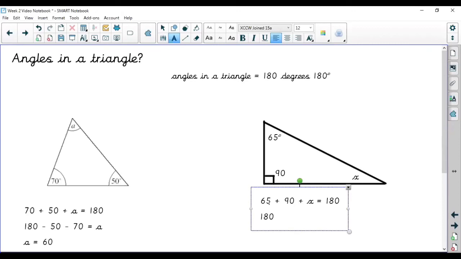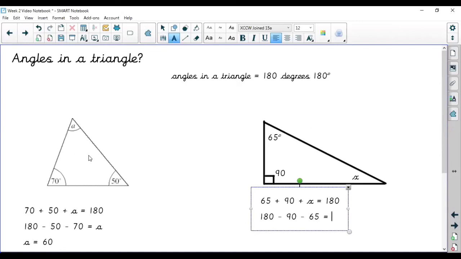180, subtract 90, subtract 65. Again, I'm going to say it one more time. You should be able to do this mentally, but if you want to do this the column subtraction, that's absolutely fine. Just work it out whatever way is easiest for you, particularly that you're doing this at home, okay, and without us. So moving on to the final part of the learning.